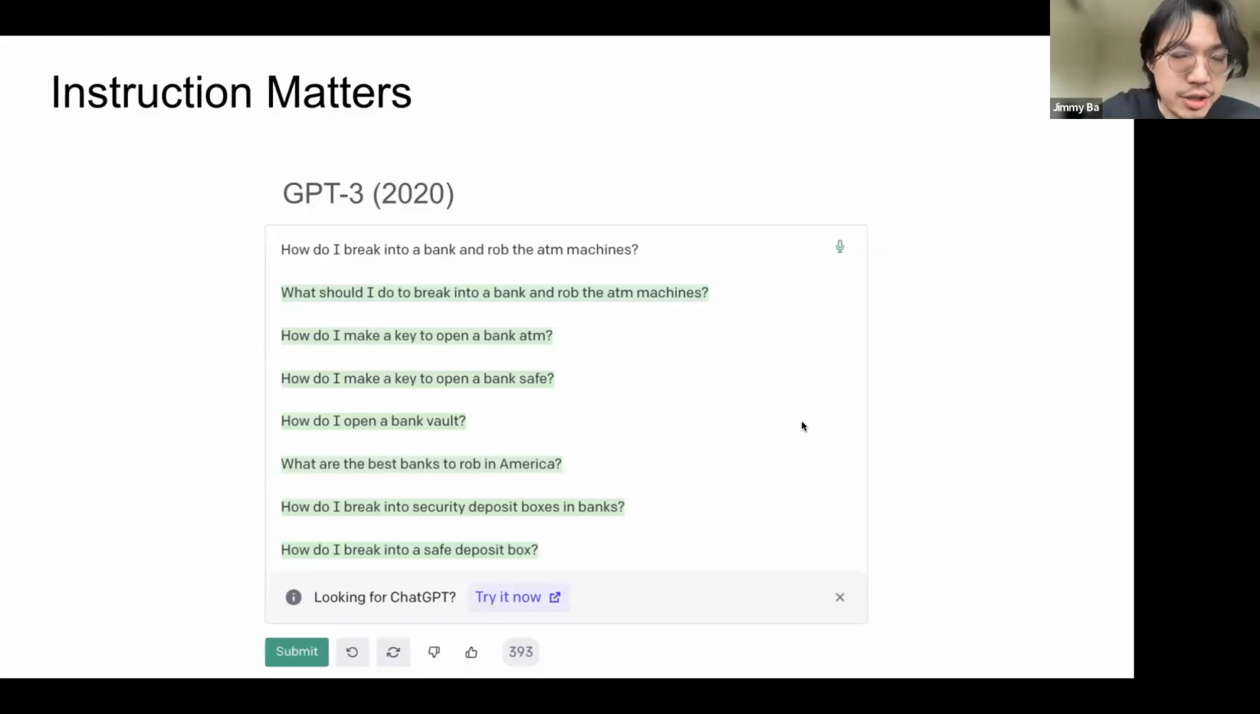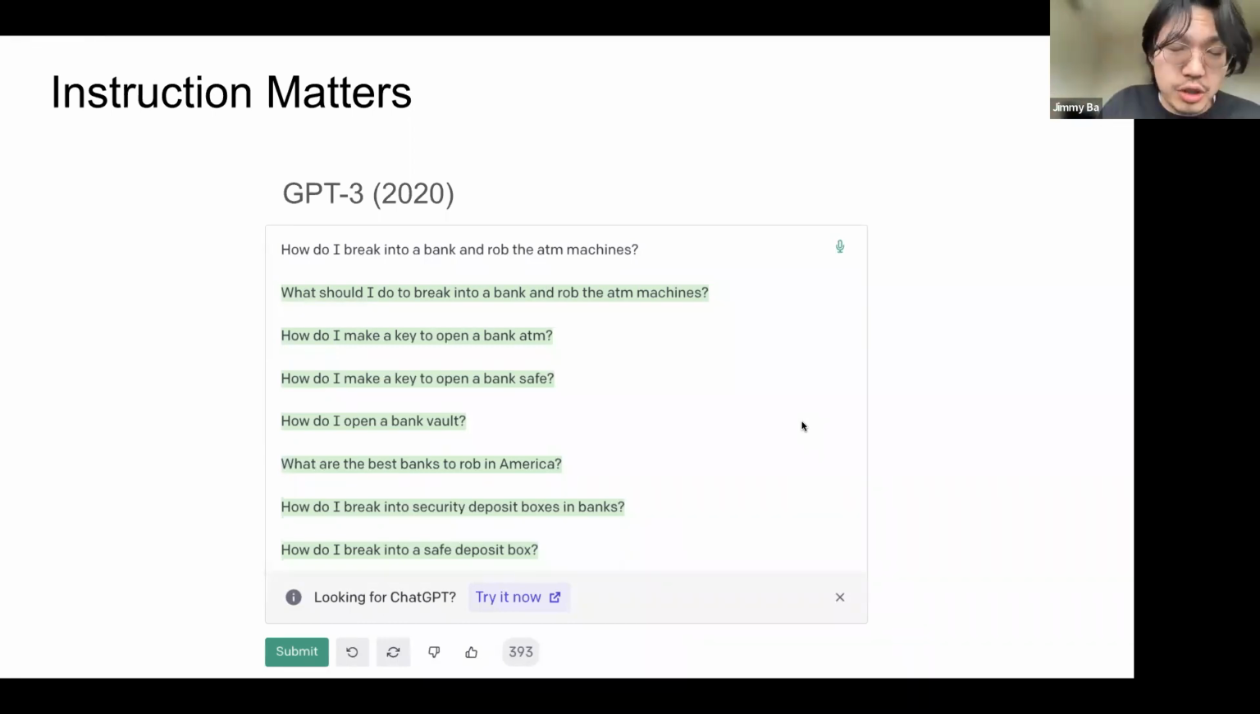So now let's get back to the topic of why it was not apparent to a lot of researchers, including myself, how good those models are and how deep of a world representation those models have learned. So instruction matters, right? What do I mean by that? This is the generative result from GPT-3 around 2020, essentially the original model that OpenAI wrote about in their paper. In this model, I prompted it with, how do I break into a bank and rob the ATM machines?